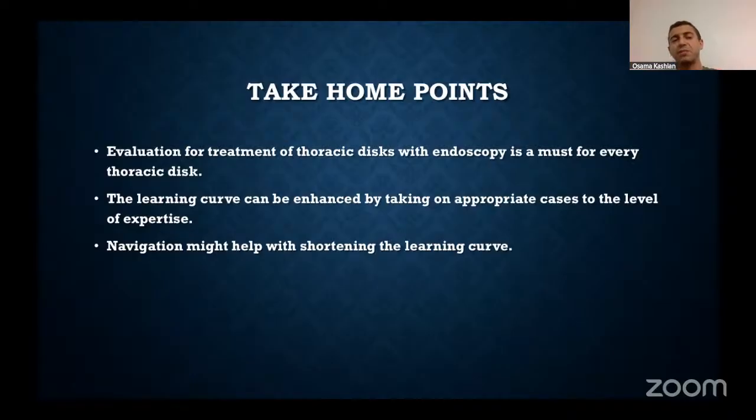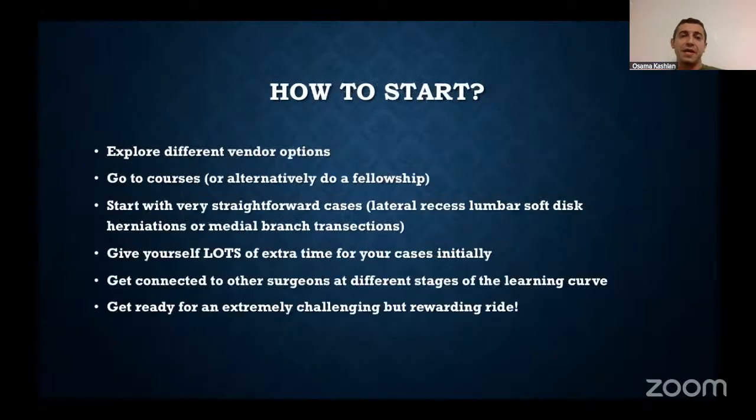So in terms of the take-home points, I wanted to let you see how endoscopy is done in the thoracic spine. I wanted to really harp on the point that I do think every thoracic disc has to be evaluated for endoscopy. Maybe it's not the best option, but it has to be at least evaluated before going through with any type of open option. And then the learning curve can be enhanced by slowly going up in the complexity of the cases. Navigation might help. And now we have evidence to show that doing thoracic disc surgery with endoscopy is better than what we're doing now.